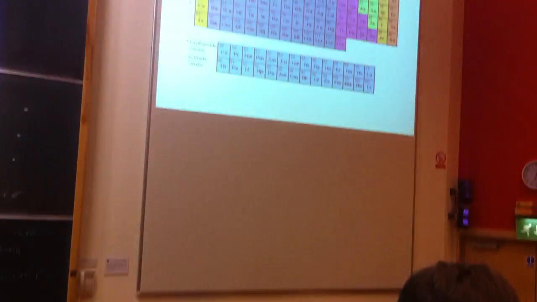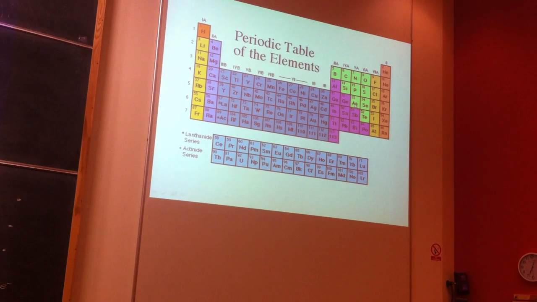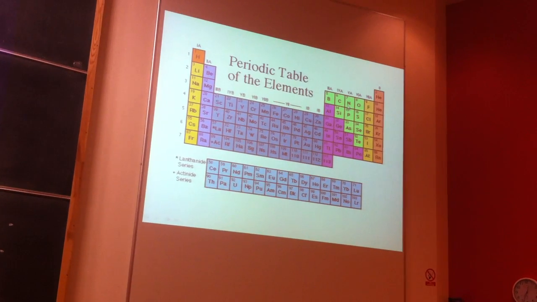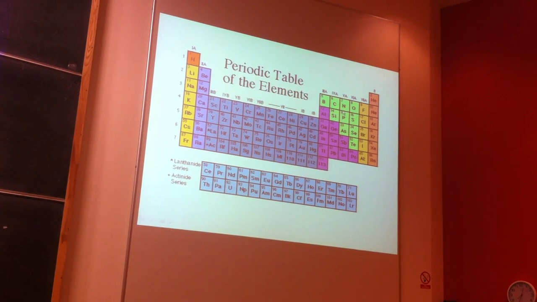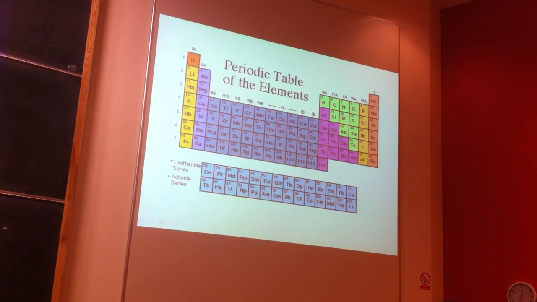Chemically, all of the things in the same column act the same. So instead of phosphorus, I could have used arsenic. Instead of phosphorus, I could have used nitrogen. They all have the same chemical properties. They just have a different number of inner shells, which doesn't really matter much.